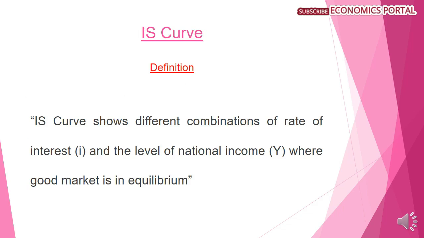Now let's have a definition of IS curve. IS curve shows different combinations of rate of interest and level of national income. IS curve के ऊपर हर पॉइंट पर हमें इक्विलिब्रियम मिलता है इंटरेस्ट रेट पर और national income पर.